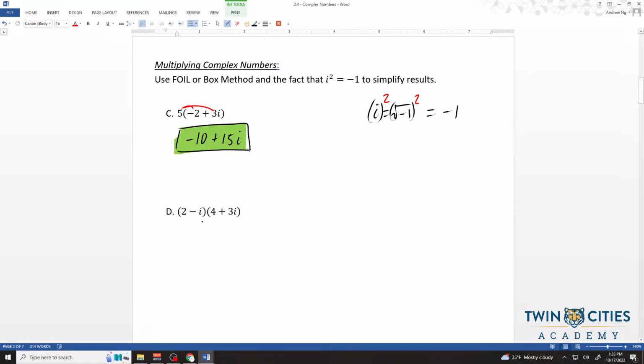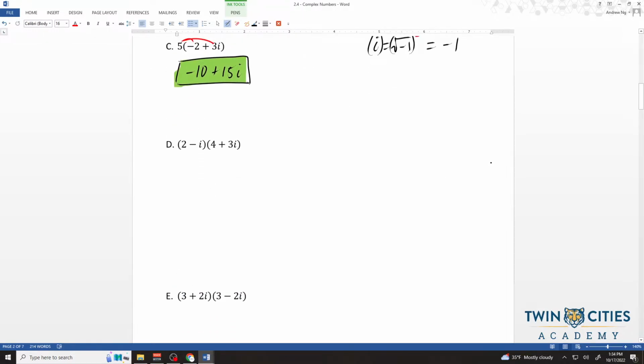But for ones like example D, I've got two binomials that are multiplied together. Whenever that takes place, I have to use one of these that I mentioned earlier, either FOIL or the box method. So let's do the box. I'm going to set up a box like so. Along the top, I'm going to write one of my binomials. So let's do 2 minus i up there. Down the side, I'm going to write the other one, 4 plus 3i.